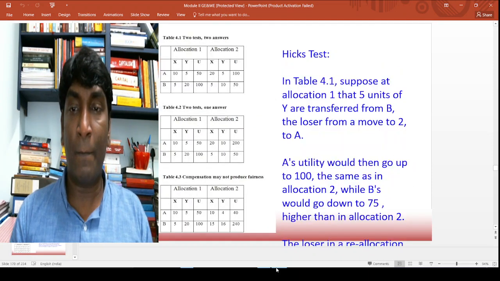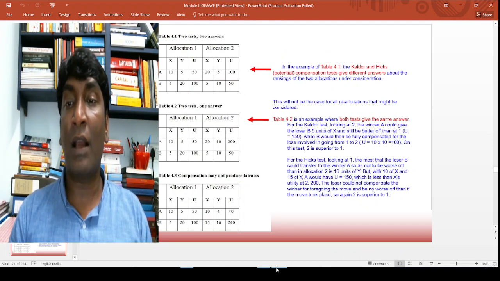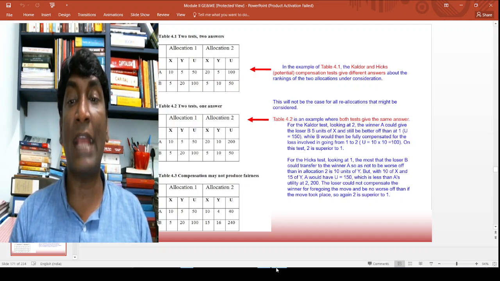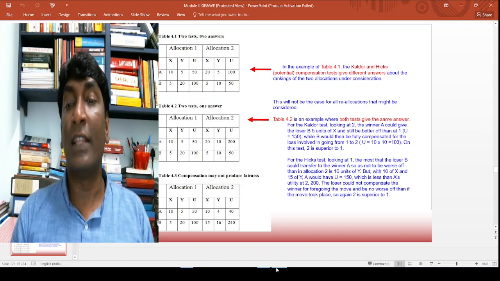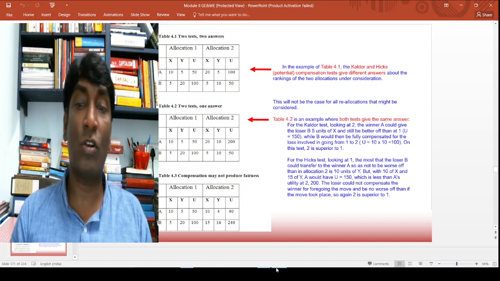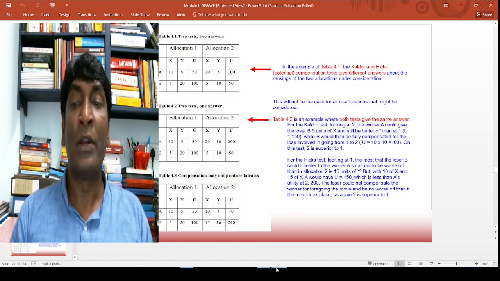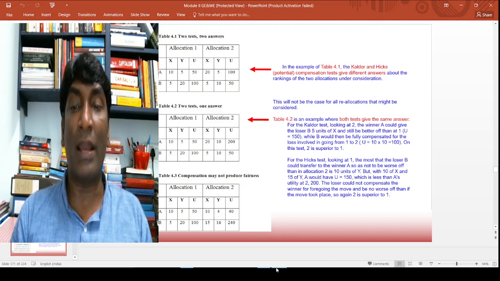Now, if that is the case, then many other questions will come, and the Kaldor-Hicks potential compensation tests give different answers about the ranking of the two allocations under consideration. This will not be the case for all reallocations that might be considered in that context. Let's look into the second possibility. Table 4.2 is an example where both tests give the same answer.